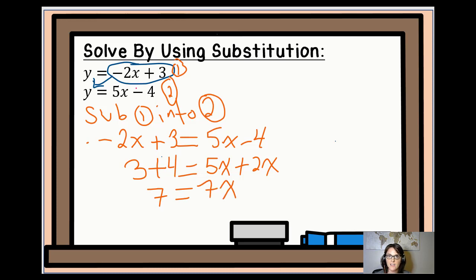And solving for x, I divide both sides by 7. So x is equal to 1. So again, we're halfway done. Now we need to find the y value. So I'm going to take that x equals 1 and I'm going to sub it into either equation 1 or 2. It doesn't matter. I'm going to choose equation 2 because the x is positive.